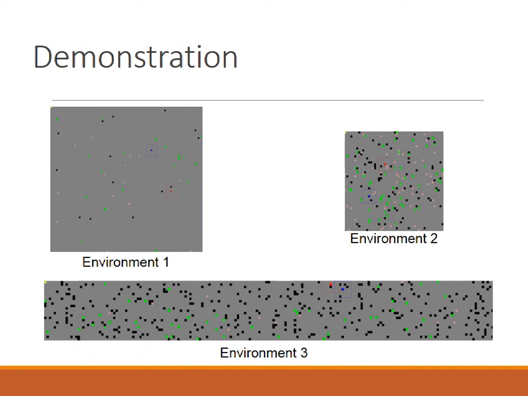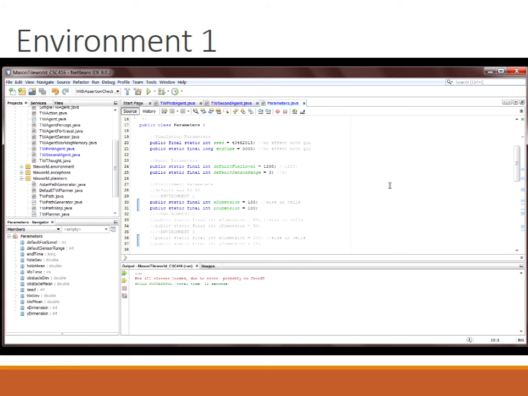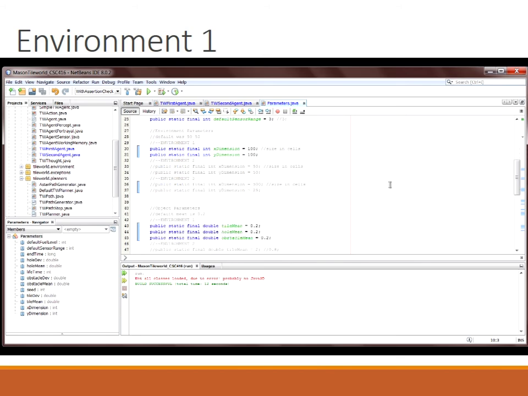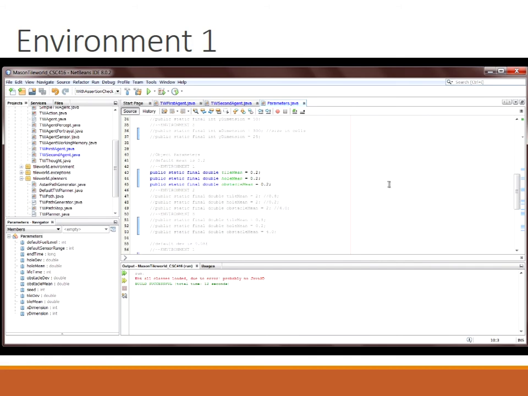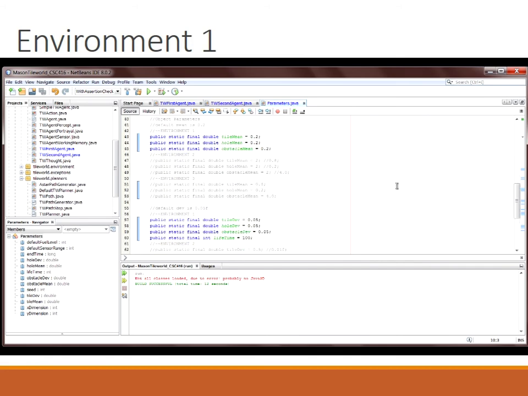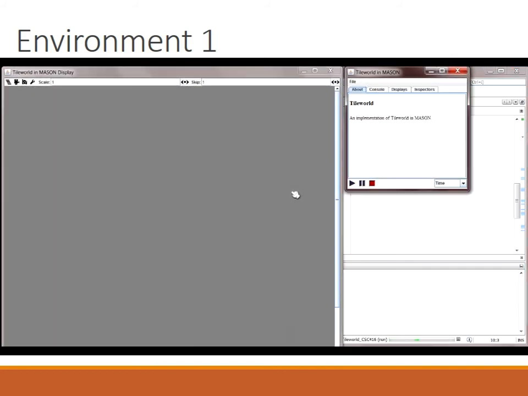So next, we're going to show you the demonstration of our 3 environments. Hi, we'll now show you a demonstration of our agents running in the 3 environments. So for environment 1, we have an environment size of 100 times 100, average object creation rate of mean 0.2, deviation of 0.05, and an expected lifetime of 100. So we'll now run the agents through a NetBeans Mason simulator.